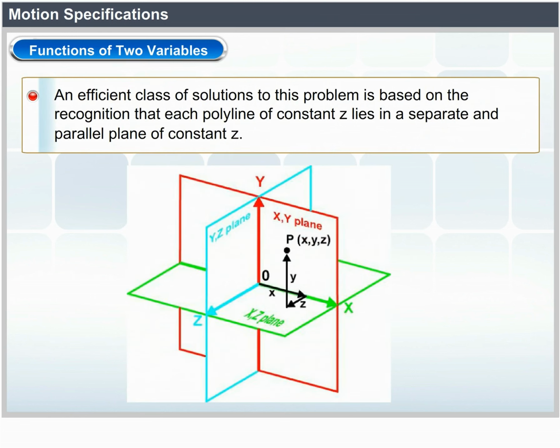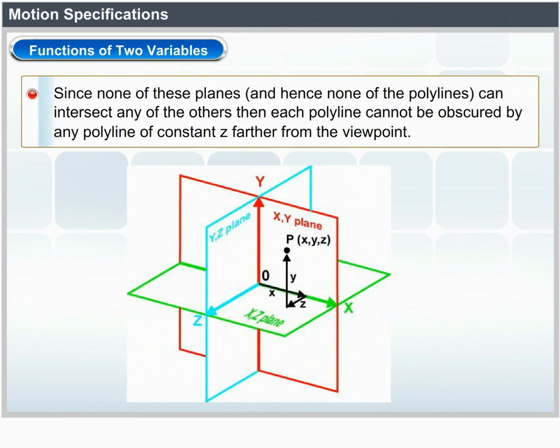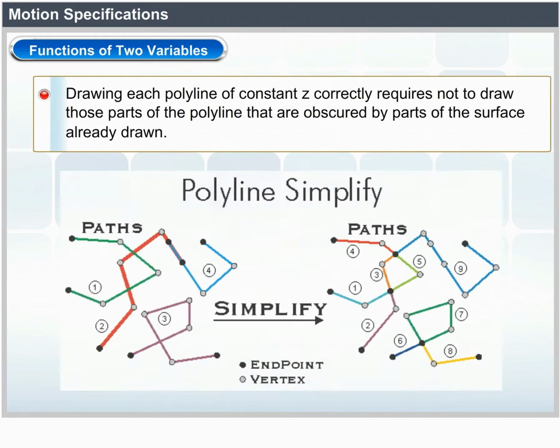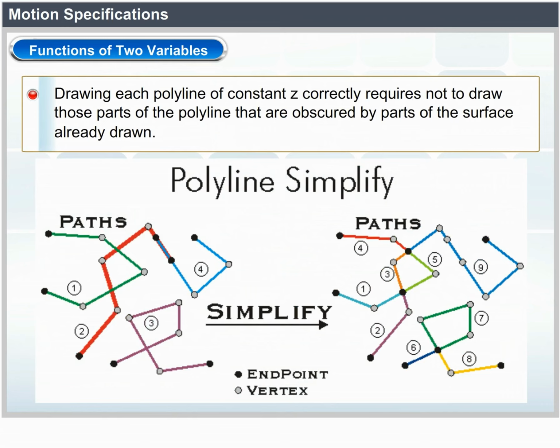An efficient class of solutions to this problem is based on the recognition that each polyline of constant z lies in a separate parallel plane of constant z. Since none of these planes, and hence none of the polylines, can intersect any of the others, each polyline cannot be obscured by any polyline of constant z farther from the viewpoint. Therefore, we will draw polylines of constant z in order of increasing distance from the viewpoint. This establishes a front-to-back order. Drawing each polyline of constant z correctly requires only that we not draw those parts of the polyline that are obscured by parts of the surface already drawn.